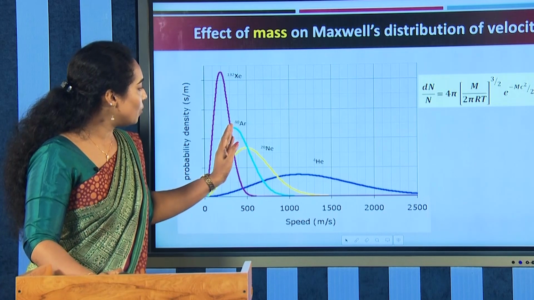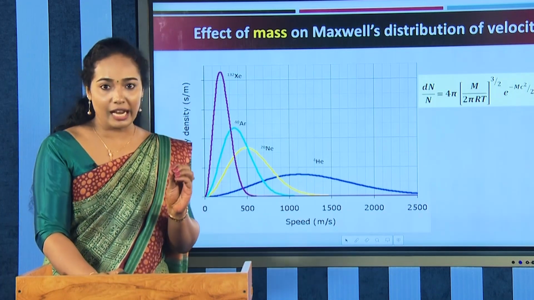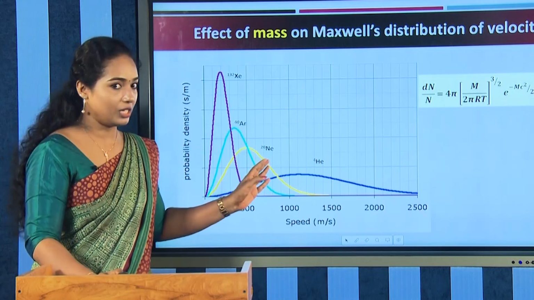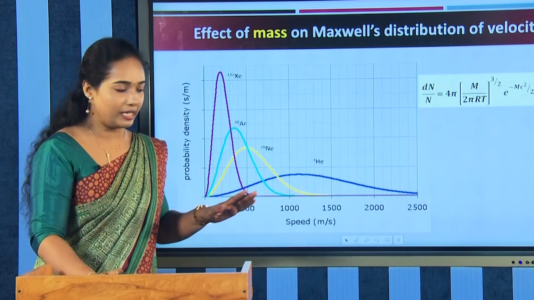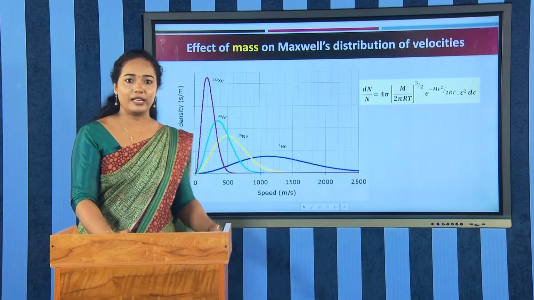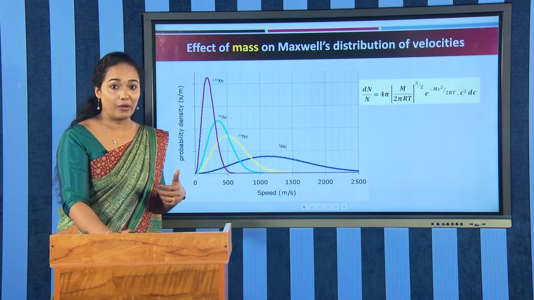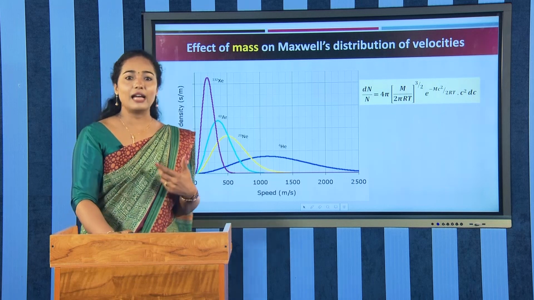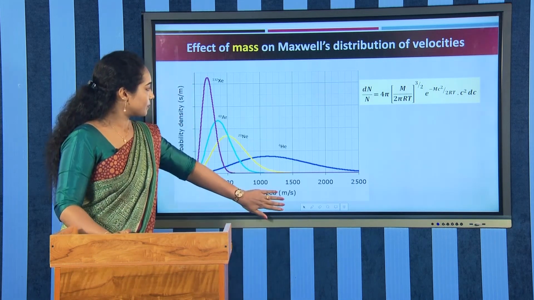But as you go from argon, neon and helium, for the case of helium, it is a very light molecule when compared with the other three, and so its velocities will range broadly, and hence this Maxwell distribution curve is broad. Okay, that means that as the mass increases, the fraction of molecules having higher velocities decreases and the velocity distribution becomes narrow. Okay.